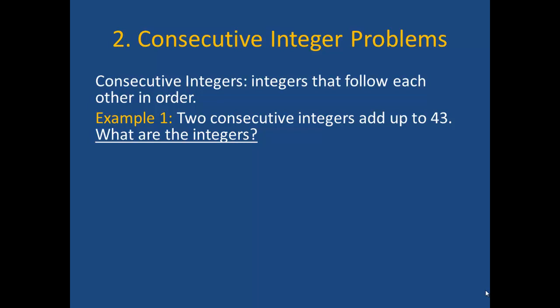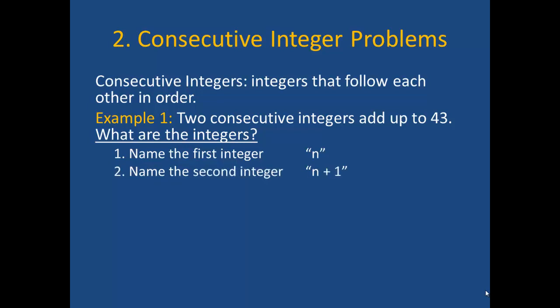There are several different types of consecutive integer problems. The first example we're going to do is to find consecutive integers. So we have the problem, 2 consecutive integers add up to 43. What are the integers? The first step in solving this type of problem is to name the first integer. Since we don't know the first integer, we'll just call it n. You can use x or b or whatever variable you like, but I'm going to use n for number.